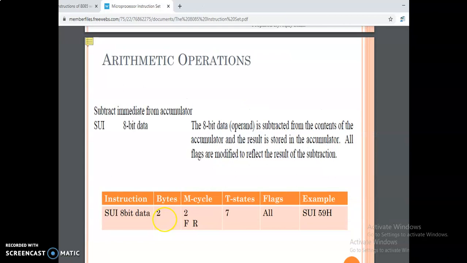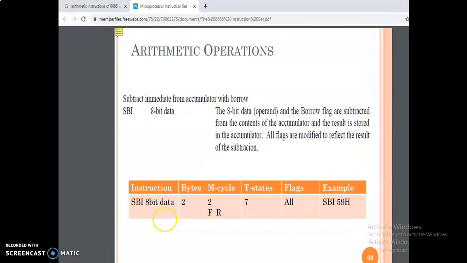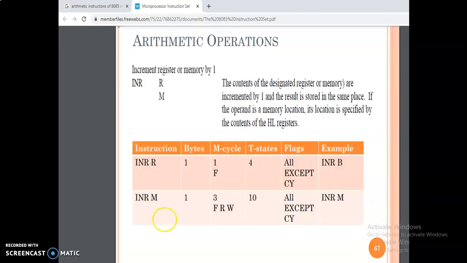This is the immediate data, SUI. Subtract immediate from accumulator. The data is given immediately after the instruction. That data is subtracted from the accumulator and the result is stored in the accumulator. This is subtract immediate from accumulator with borrow. The previous one is without borrow, this is with borrow. The 8-bit data, that is the operand, and the borrow flag are subtracted from the content of the accumulator and the result is stored in the accumulator.